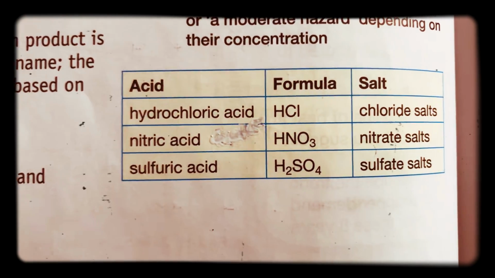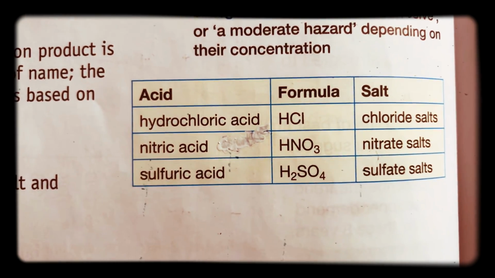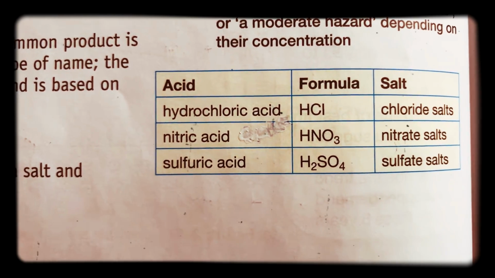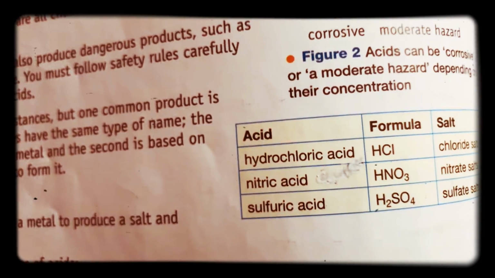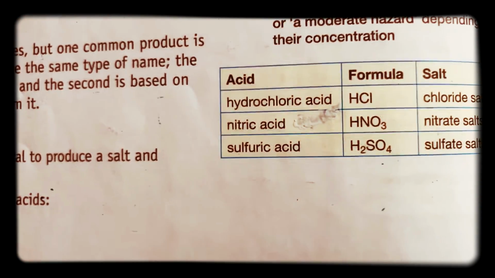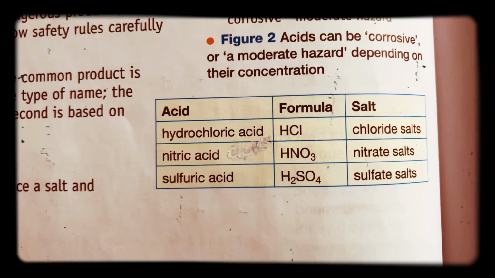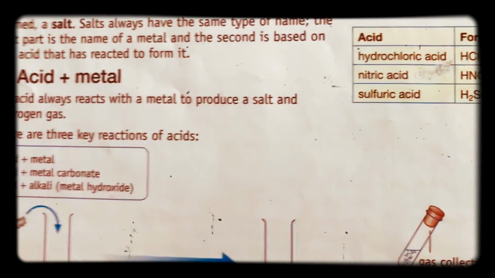Now, acids react with many substances, but one common product is formed, and that is a salt. So we'll have a look at three different reactions that form a salt, as well as some other product or products. Salts always have the same type of name. The first part of a salt is the name of the metal that's involved, and the second is based on the acid that has reacted to form it.